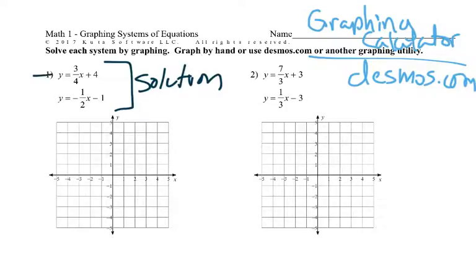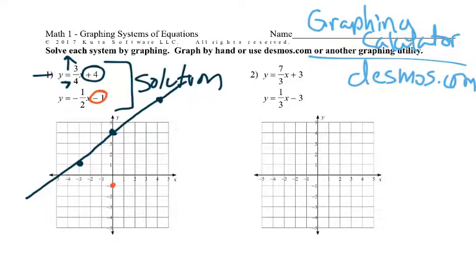So we start by graphing the first one. Y-intercept is positive 4. These are in slope-intercept form. Slope is 3 over 4, so up 3 to the right 4, which I can kind of do. So 1, 2, 3 to the right 4. It's right about there. Or we can go backwards down 3 to the left 4. Okay, draw our line. And then we graph the second one.